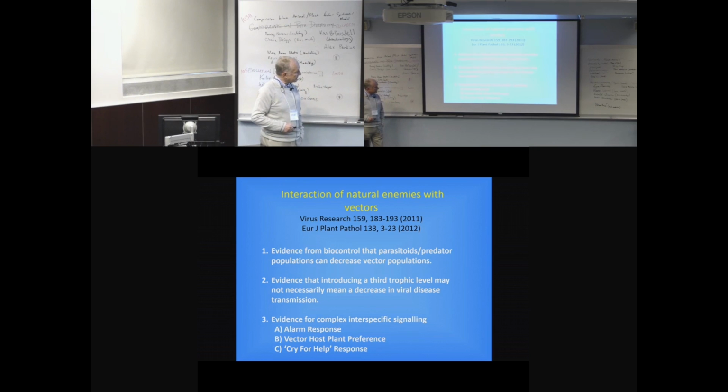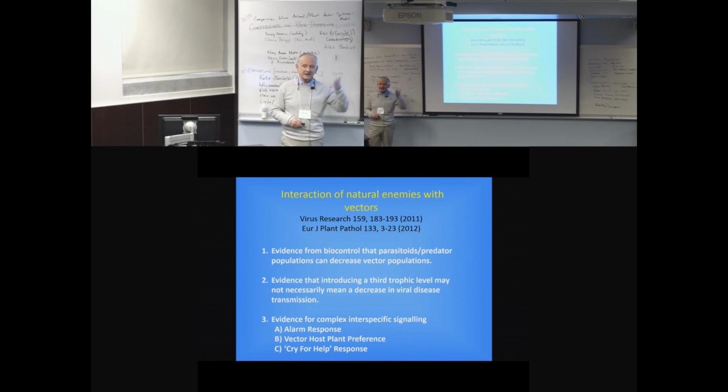We have a vector-host plant preference signaling, which may determine whether a vector lands on a healthy or infected plant, maybe because of some volatile signaling. And then we also have this cry for help response. Sorry, I've got this the other way around. The cry for help is the plant crying out for the parasitoid to come along and protect it from these nasty parasitoids and predators. The alarm response here is the signaling between the vectors to say a parasitoid has landed, so get away quick before it attacks you. So all of these signalings can affect transmission.